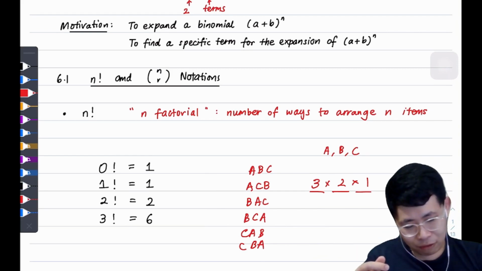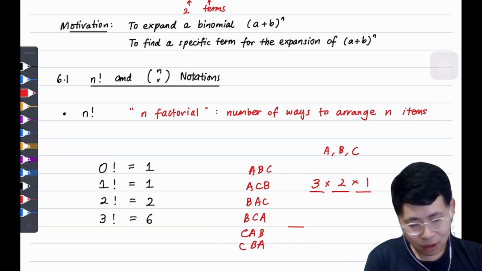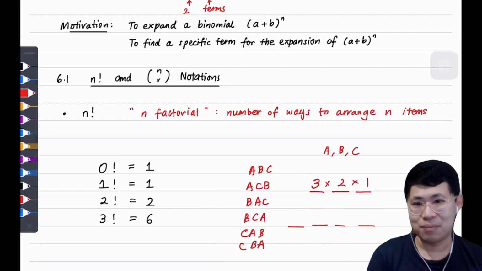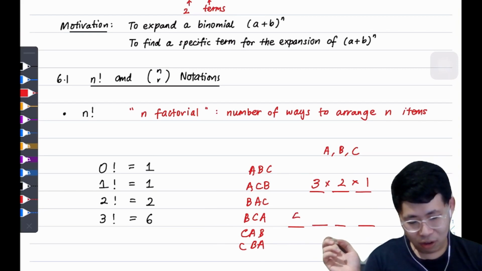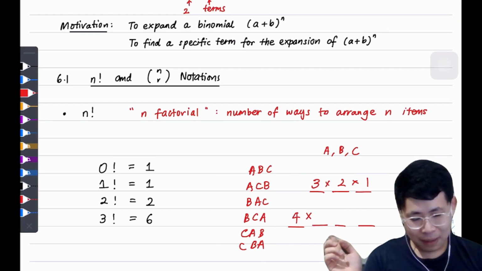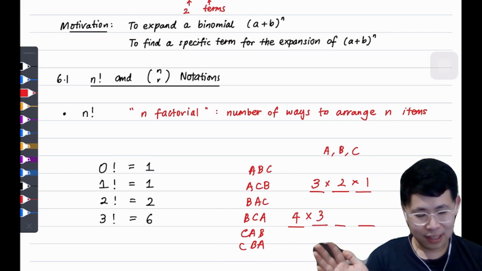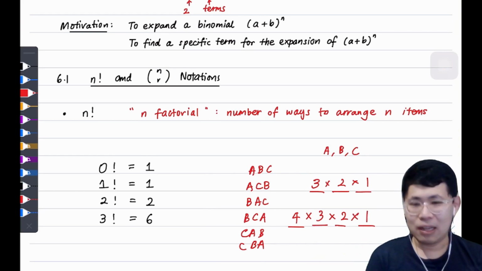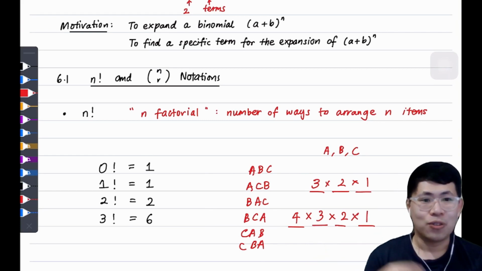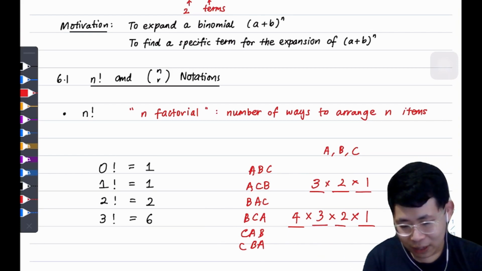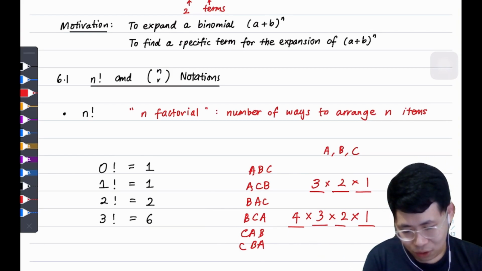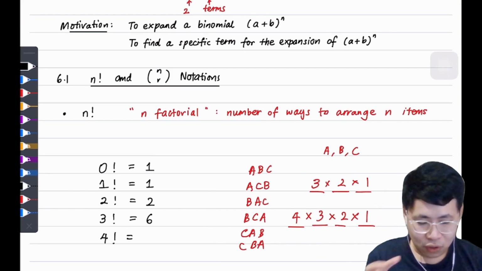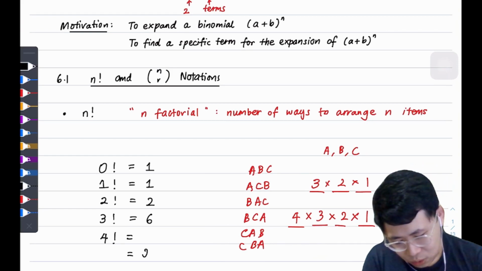Okay, what about 4 factorial? So now what if I have 4 slots, A, B, C, D? How do I rearrange these 4 items? For the first slot, I have 4 choices. Then I multiply with the 3 remaining choices. I multiply by 2 remaining choices, and the last one has no choice, it has to be there. So it's 4 times 3 times 2 times 1, so 4 factorial is going to equal 24.